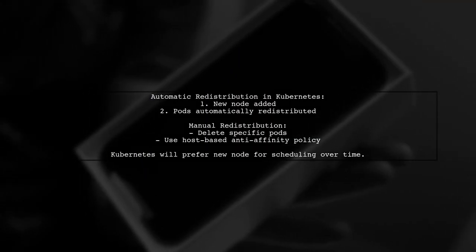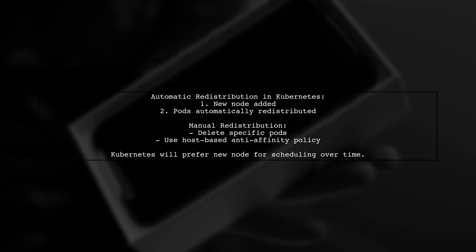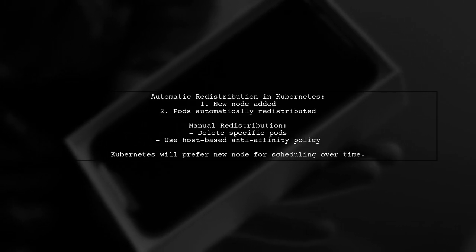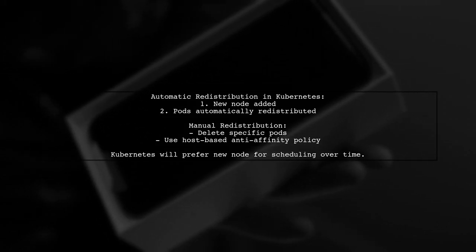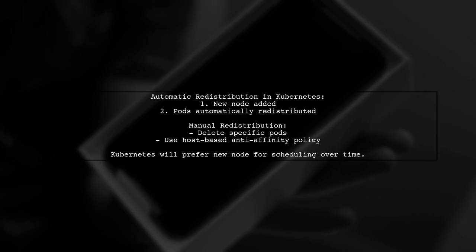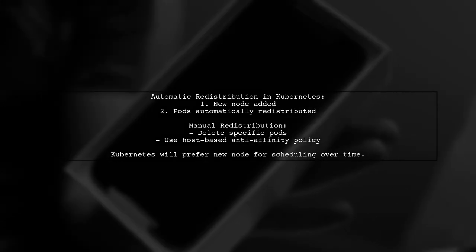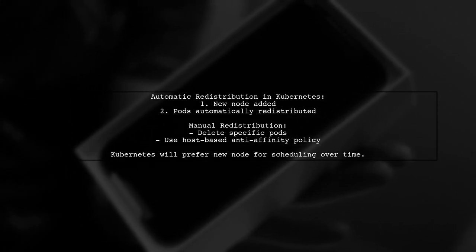When you add a new node in Kubernetes, pods are automatically redistributed. You can also manually trigger redistribution by deleting specific pods, especially if you have a host-based anti-affinity policy. Over time, Kubernetes will prefer the new node for scheduling, leading to redistribution.